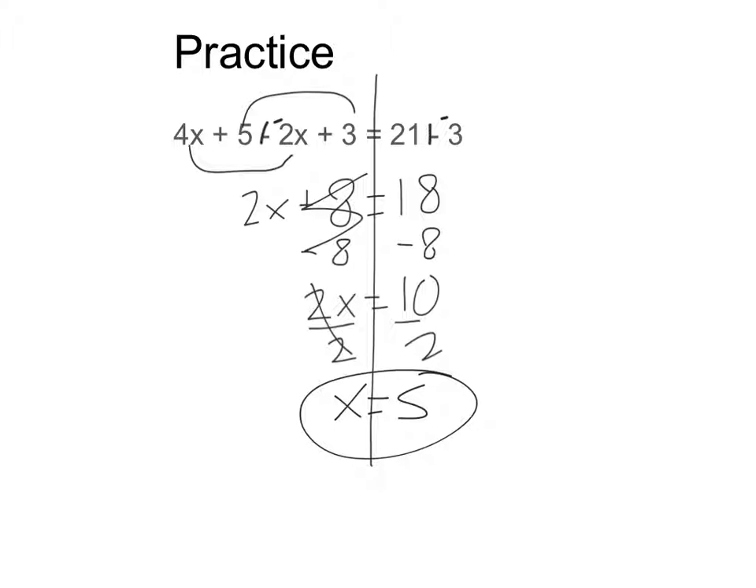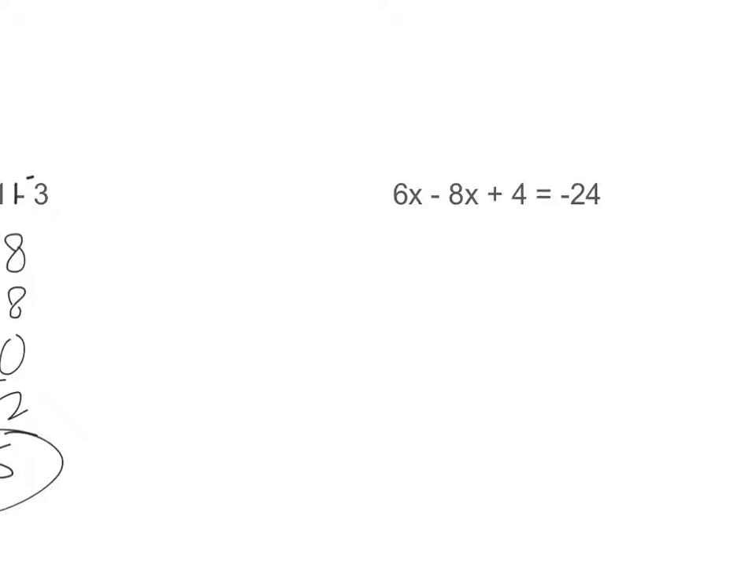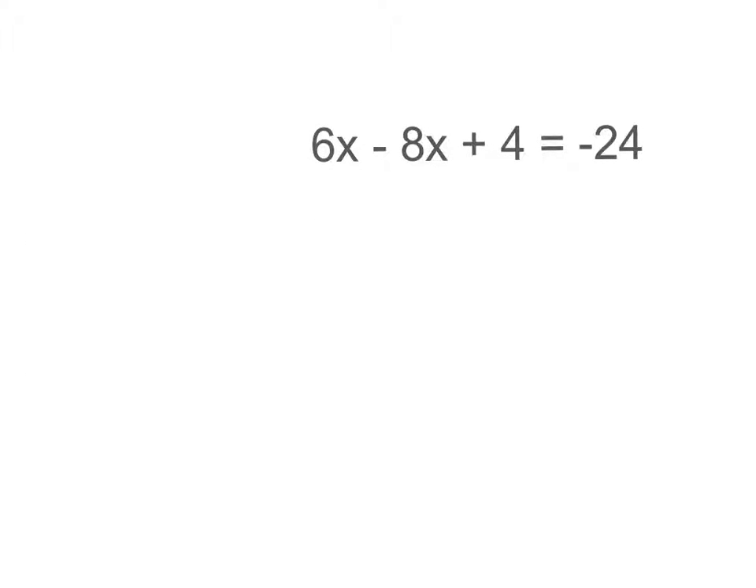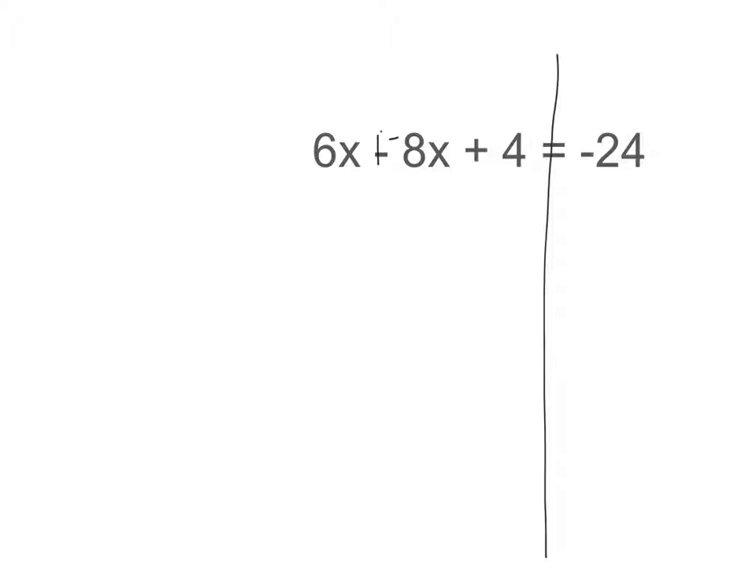Okay, so let's look at another one together here. You can see this one's got a few less things in it, so that should make it a little easier for us. We always check, okay, any subtraction signs? I got 1, so I'm going to add the opposite. And now I draw my line through the equal sign. Now I look, is there anything to combine?